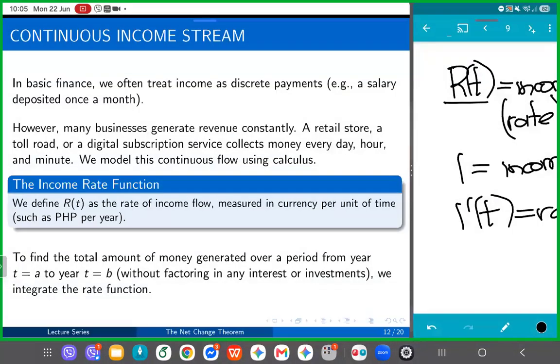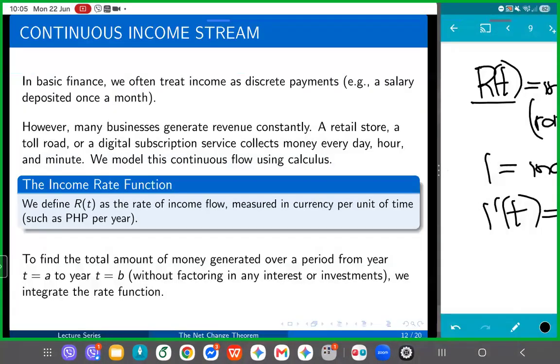And suppose that we want to find the total change in the income, the total amount of money generated over a period, let's say starting from year A or time A to time B or year B. Of course, in this specific application, we do not consider any interest rates. It's just the income being received without being deposited or invested elsewhere. So how do we get the total income generated, not the actual income?